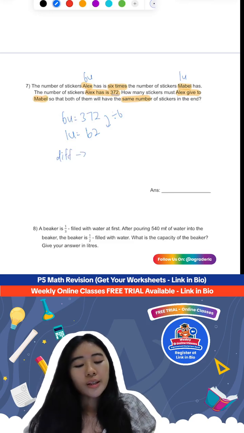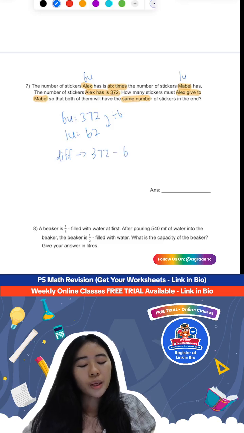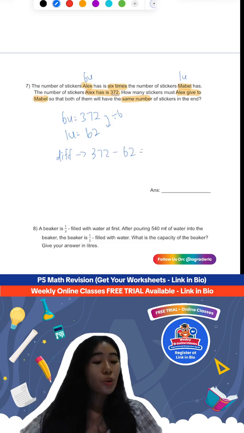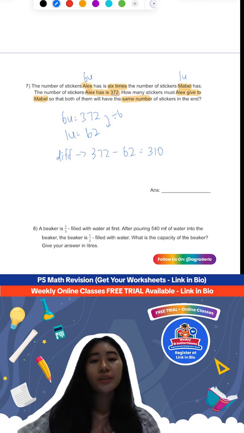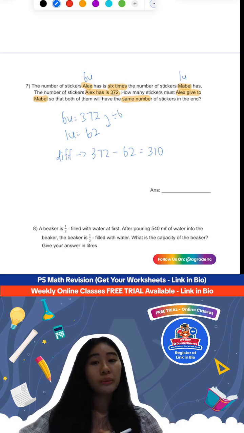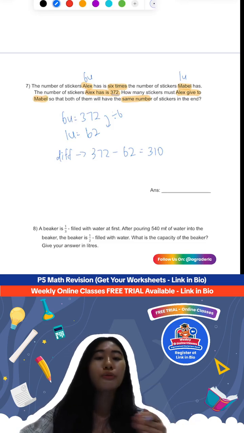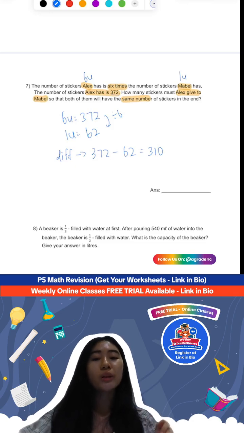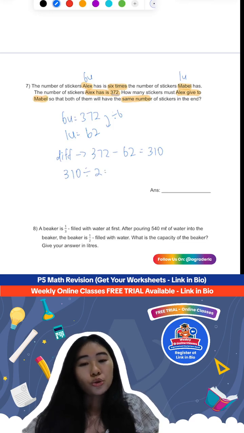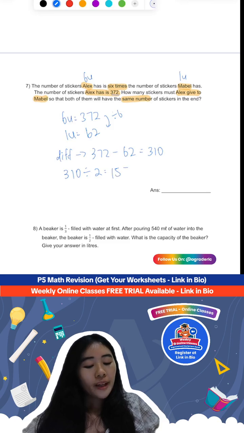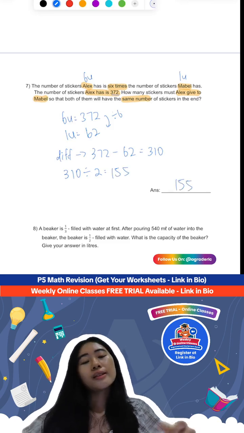So to find the difference, I would use Alex minus Mabel. Difference usually means minus. So their difference is 310. So this means that Alex has 310 more than Mabel. So is Alex going to give all 310 to Mabel? The answer is no. He's only going to give half. He's going to give half to Mabel and then he'll keep half for himself. So that's how he's going to make sure that they have equal stickers. Give half, keep half for himself. You're going to divide by 2. And then that's how you get 155 as the answer.